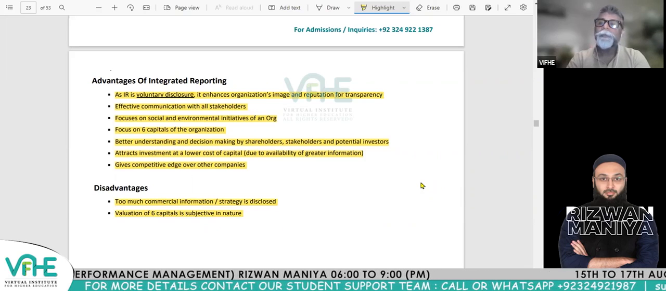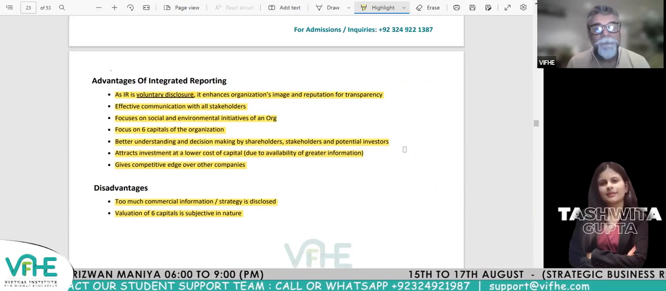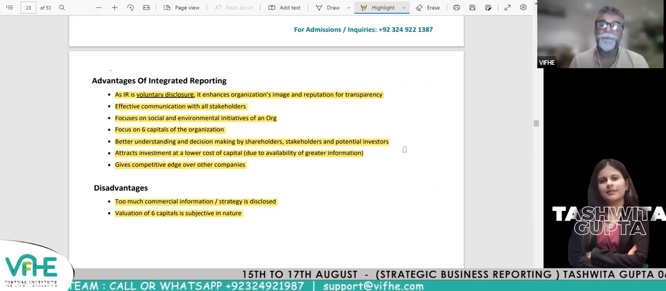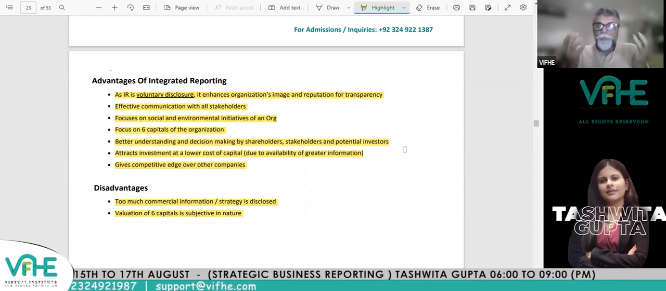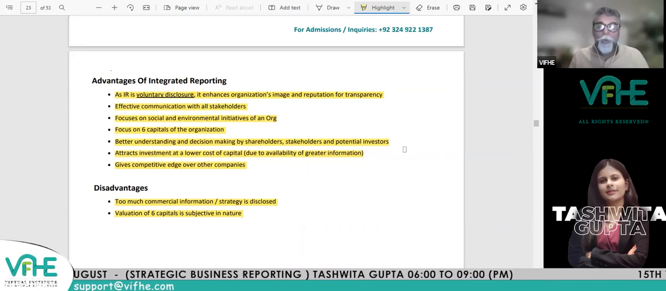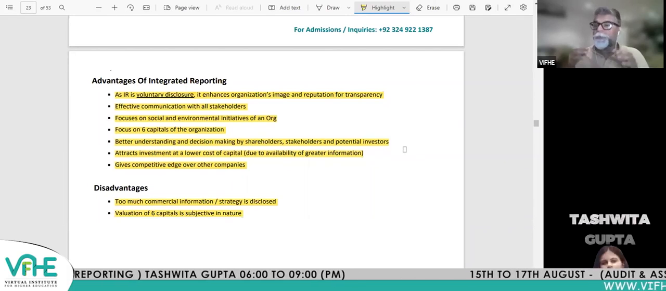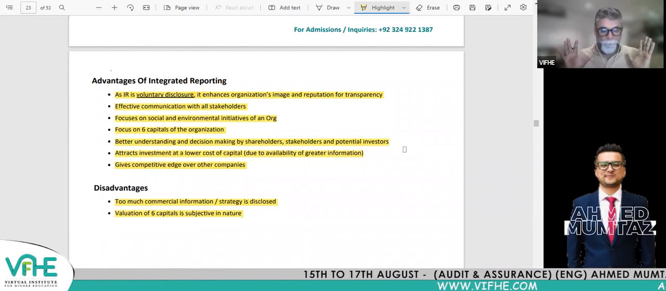Okay. So one thing about integrated report is there is no hard and fast format. It is very flexible. It gives flexibility to the organizations. It's up to the organizations what they want to disclose, what they don't want to disclose. It's a very open document.